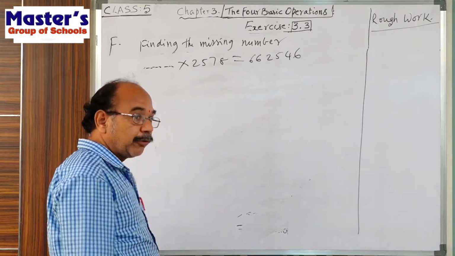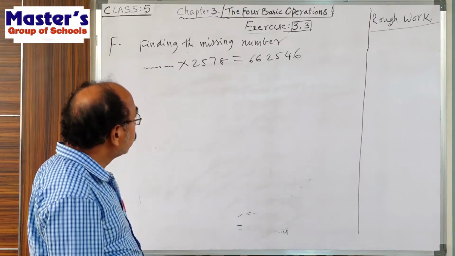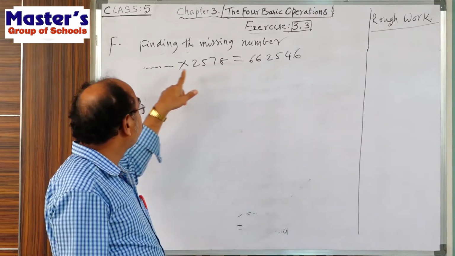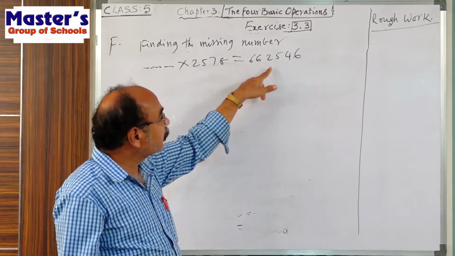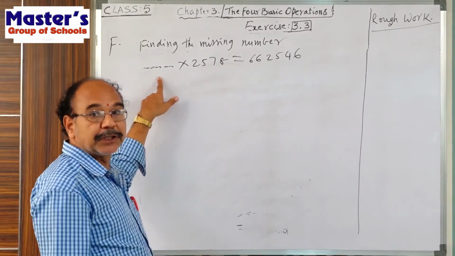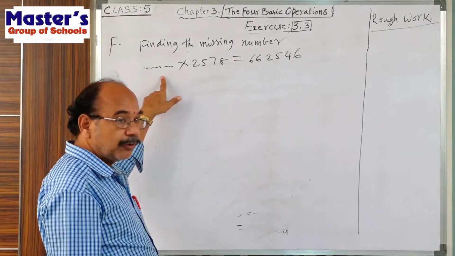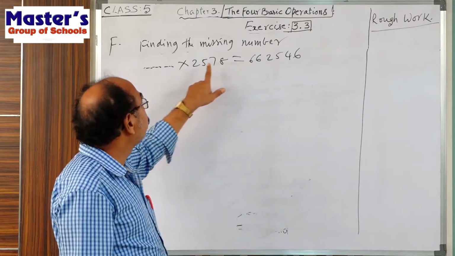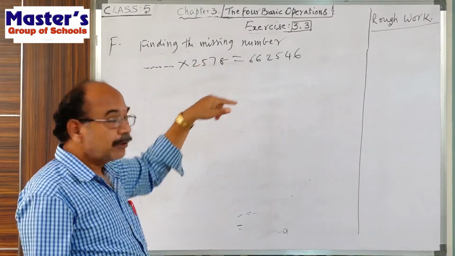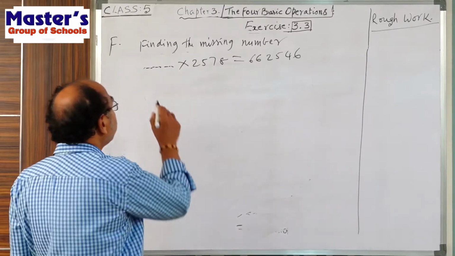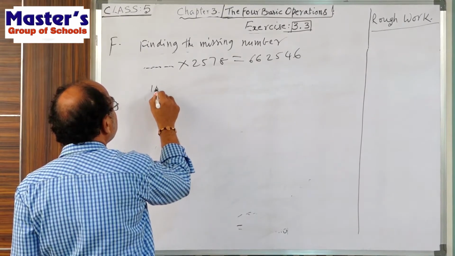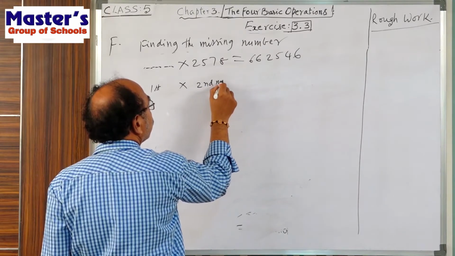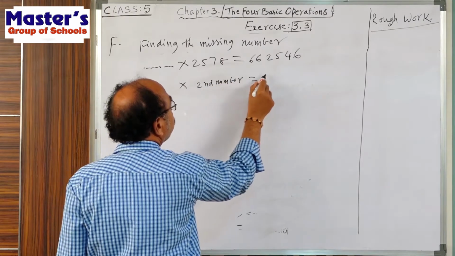Okay, the missing number, how do you find it? I told you, first number into second number is equal to product. Here the first number is missing. To get the first number, what do you have to do? You divide that product by the second. So here you write, this is the first, this is the second number, this is the product.